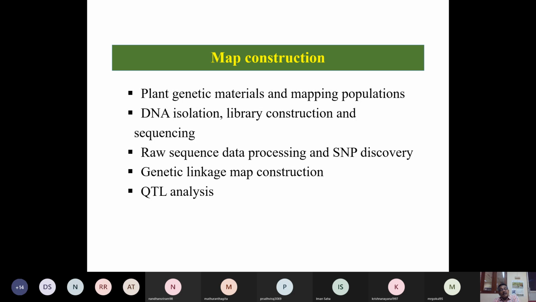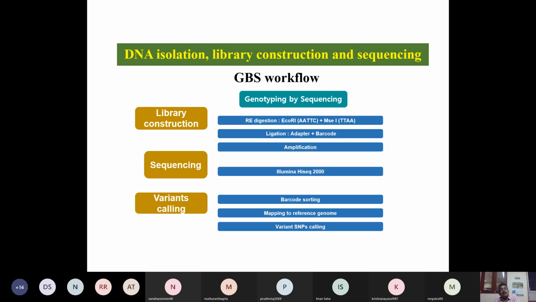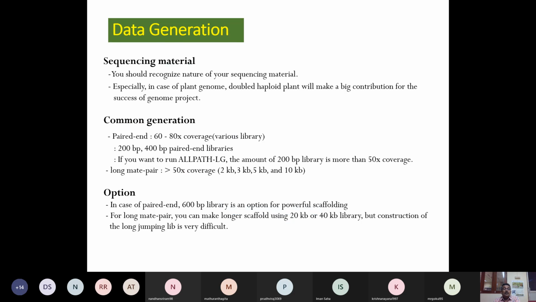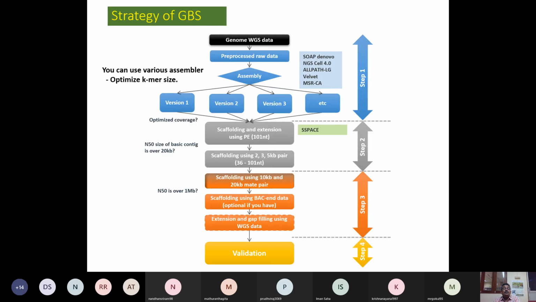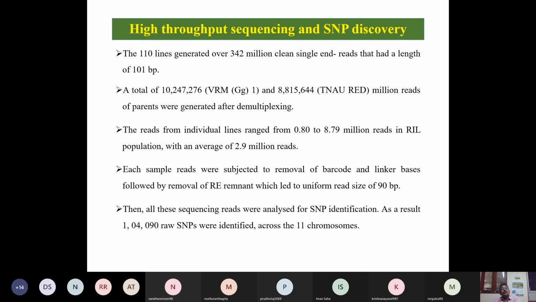Okay, so the map construction I already discussed. We use linkage maps, and SNP markers for constructing the map. Here we used 110 lines and generated around 342 million reads. I already told you about the read length between the parents and the read length between the RILs, and this will decide how well we are able to use the SNPs for the mapping.